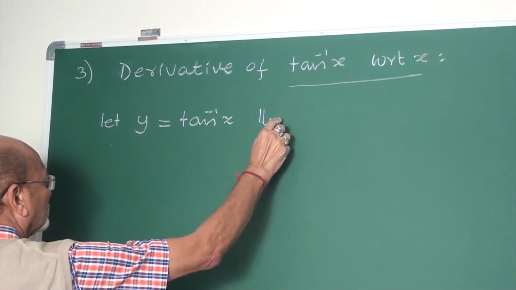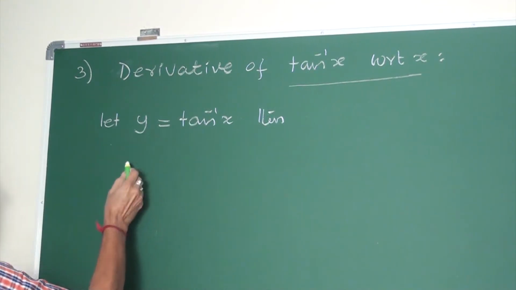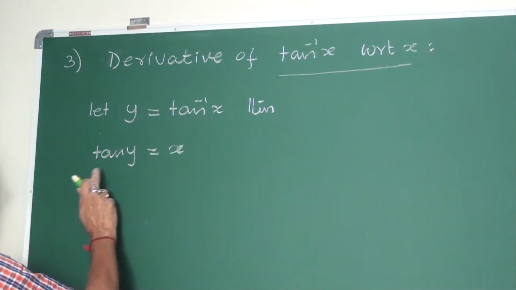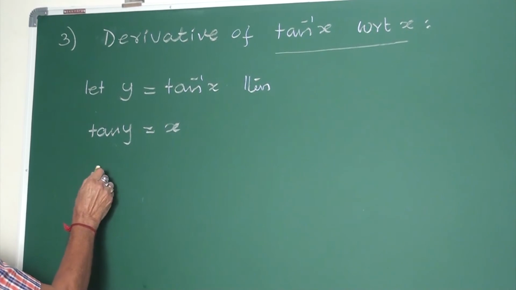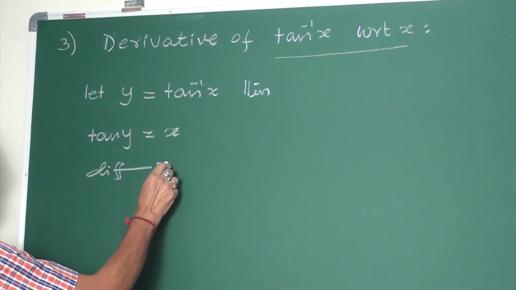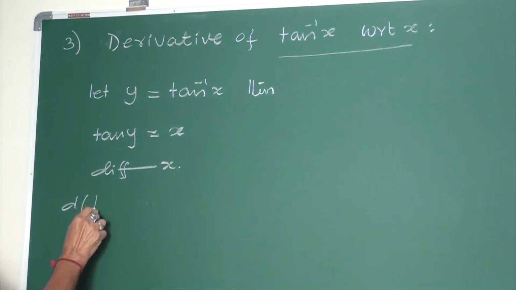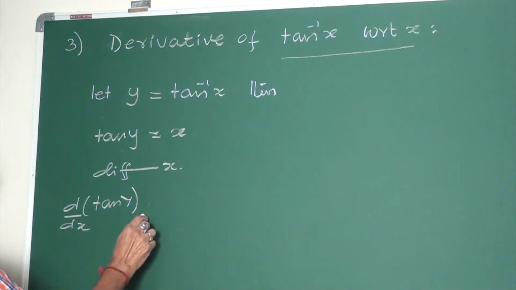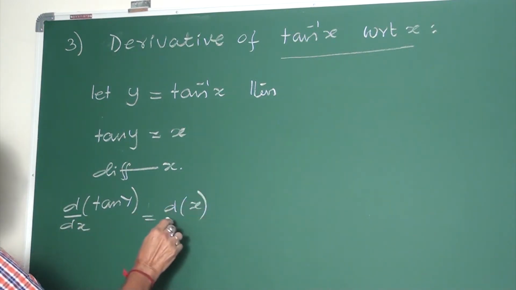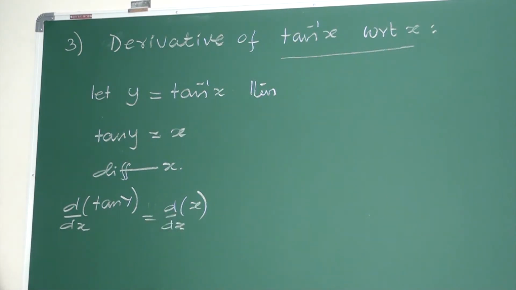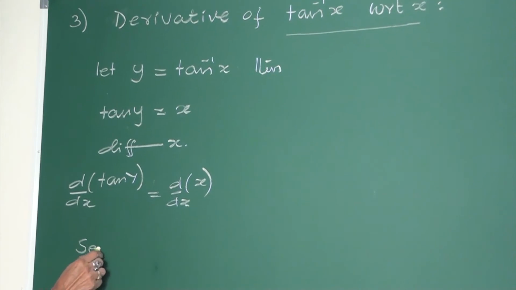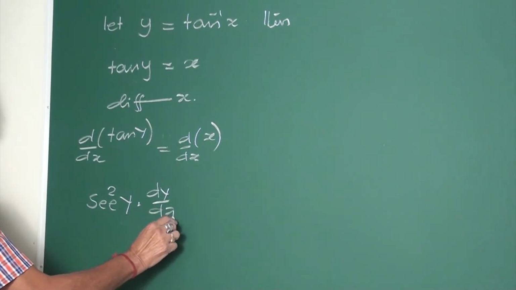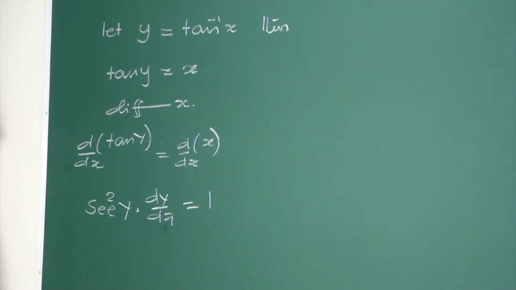Then, by definition, bring tan to this side: tan y equal to x. Now it is implicit. Differentiate with respect to x. Derivative of LHS, tan y with respect to x, equal to derivative of RHS with respect to x. Now you know the derivative of tan is sec square y, into dy by dx, equal to the derivative of x, which is 1.